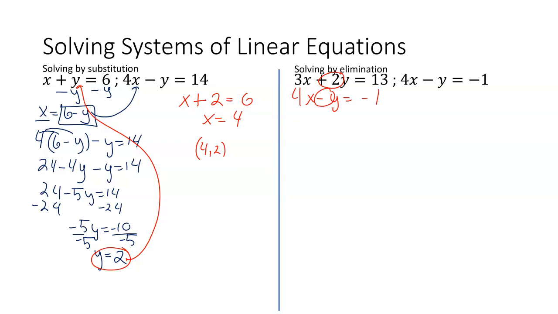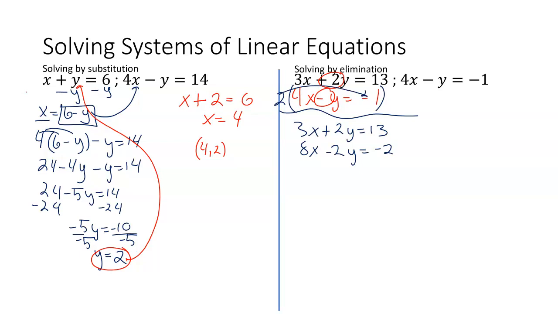What could I multiply that equation by to turn that coefficient into a negative 2? Not negative 1. I have a negative 1. If I multiply negative 1 by 2, I end up with negative 2. So we'll multiply that by 2. And then I'm going to get 3x plus 2y equals 13. And then 8x minus 2y equals negative 2. That multiplication is the most common thing left out on accident when solving by elimination. So make sure that all 3 terms are getting multiplied by whatever your coefficient is. Okay? Make sure all 3 terms are getting that multiplication.